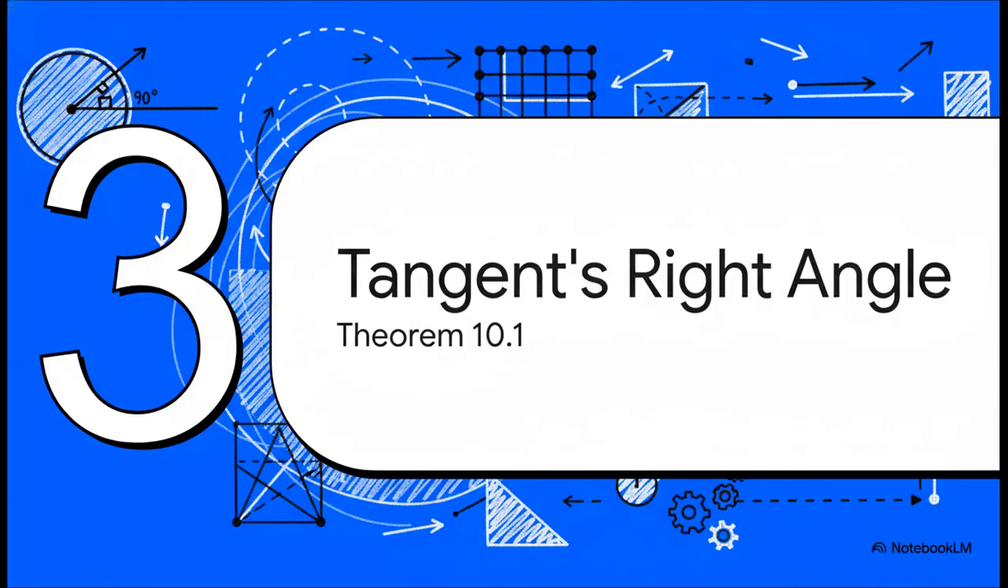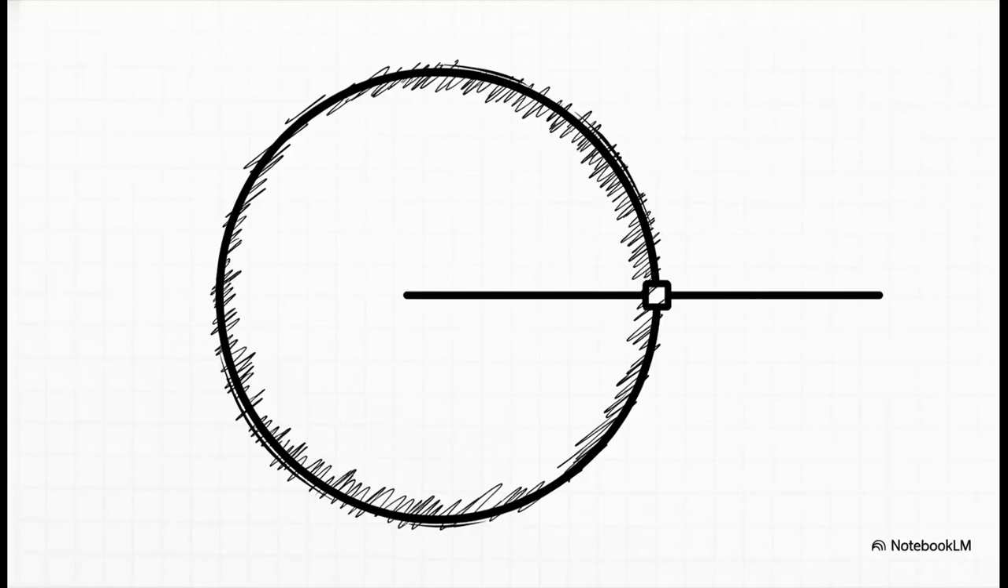All right, now that we've got a good handle on what a tangent is, it's time to uncover its first secret power. There's a hidden geometric rule here that is always, and I mean always, true. And here it is, Theorem 10.1. It says that if you draw a line from the center of the circle out to that point of contact, which is just the radius, right? That radius will always meet the tangent line at a perfect 90-degree angle. They're perpendicular every single time.